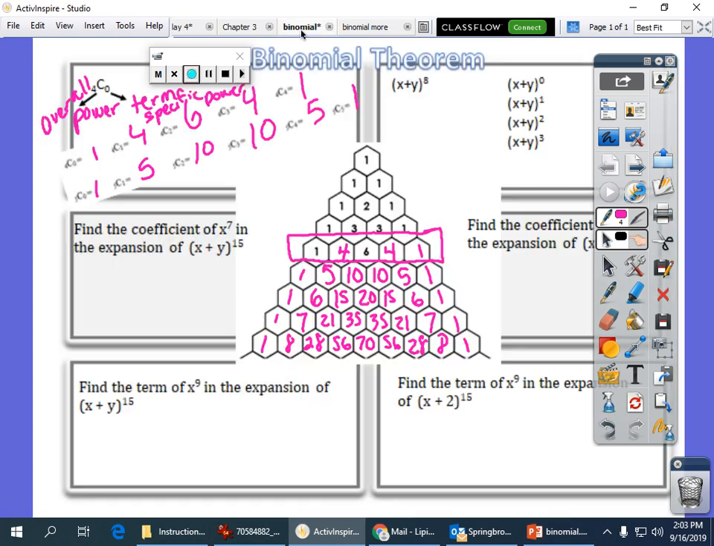So this top row is x to the 0th power. The next row is x to the first, x to the second, and so forth. Okay? All right? A to the 0 is the top, a to the first, a to the second. Okay.